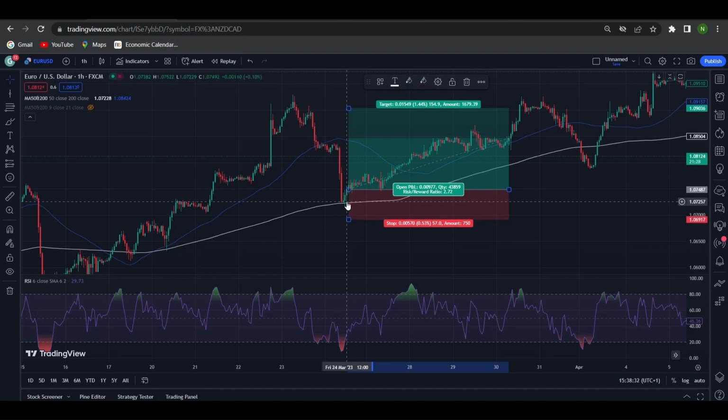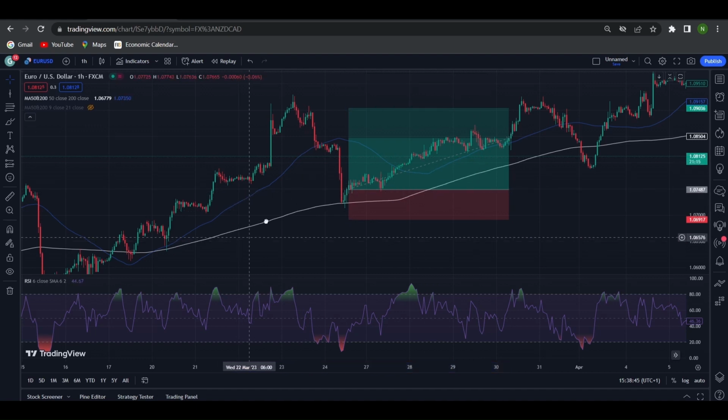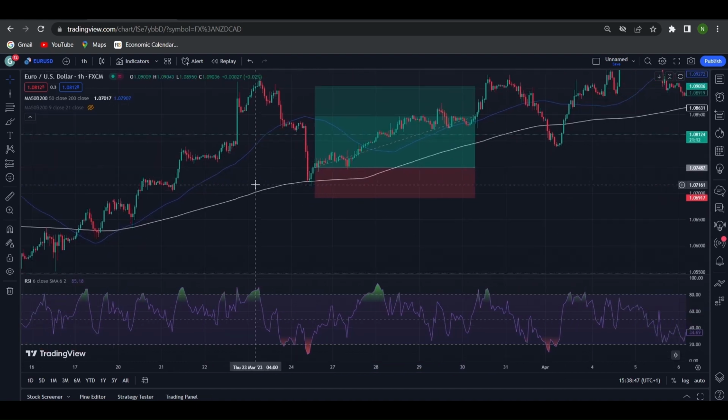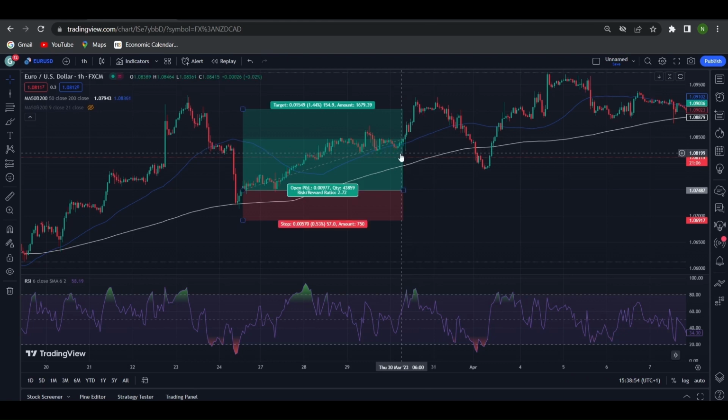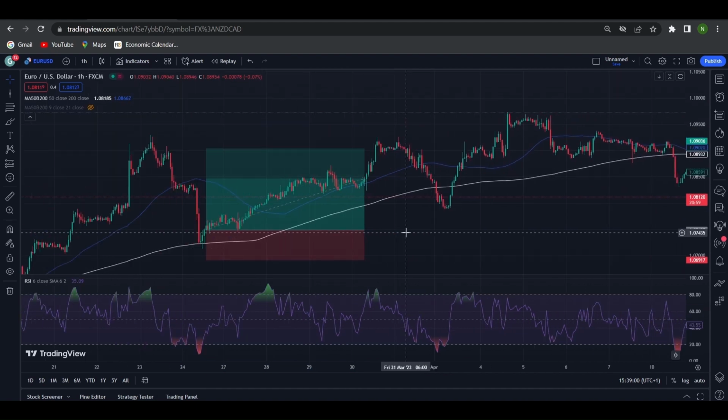I'm not going to be entering on the 50. I don't like entering on the 50. I usually like to be entering on the 200 because it gives me a better risk to reward ratio. Even though you can still enter on the 50, I prefer not to. So it all depends on the trader. I prefer to take fewer trades but of higher quality. So this would have been how I would enter the trade in this specific scenario. So let's look at another scenario right here.